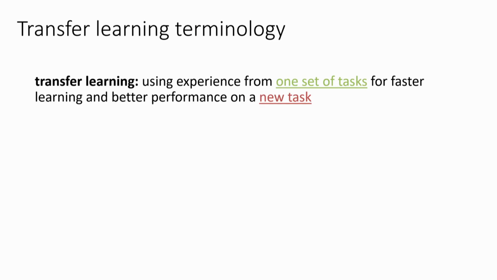Okay, so a little bit on the terminology for transfer learning. So I'm going to discuss a variety of different methods, a variety of different research papers, but many of them will share similar terminology. So transfer learning refers to using experience from one set of tasks for faster learning or better performance on a new task. And if we're talking about reinforcement learning, task here means MDP.